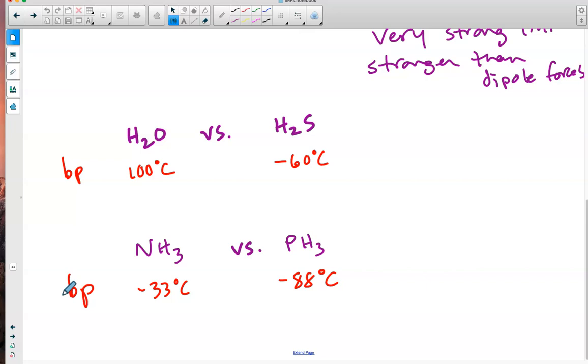And then ammonia and the corresponding molecule that would be formed by the atom under nitrogen, phosphorus, shows the same kind of trend. They're both gases at room temperature, but the ammonia has a much higher boiling point at negative 33 because of its hydrogen bonding, compared to the PH3, which has a boiling point of negative 88 degrees C.